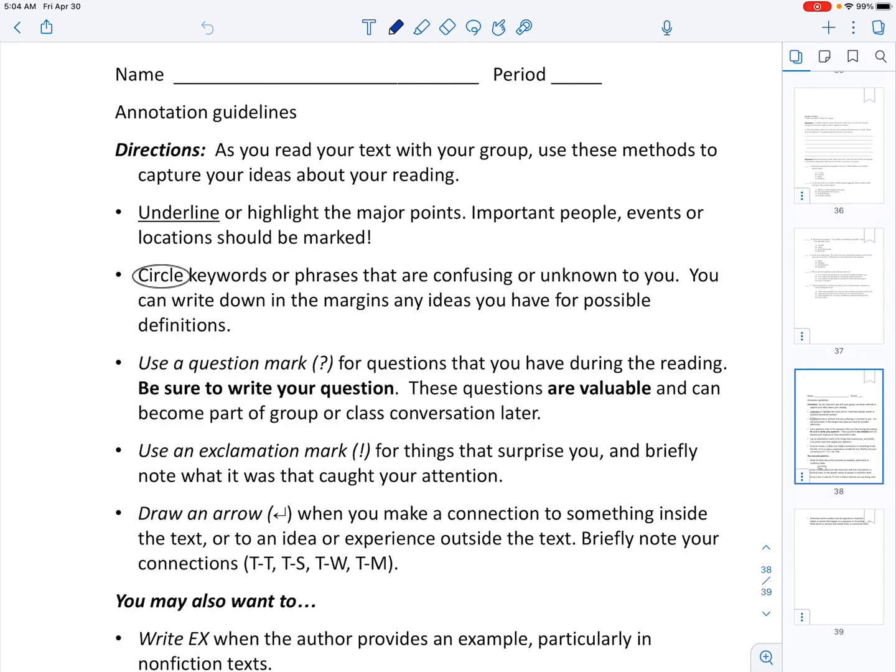And if there are connections you can make between this story and another story, you can put a T-T for text to text. If it reminds you of something from your own life, you can put a T-S for text to self. Text to world is if it reminds you of something that you're aware of that's happened in the actual world. And T-M is text to media, meaning it reminds you of a TV show or a movie you've been exposed to.